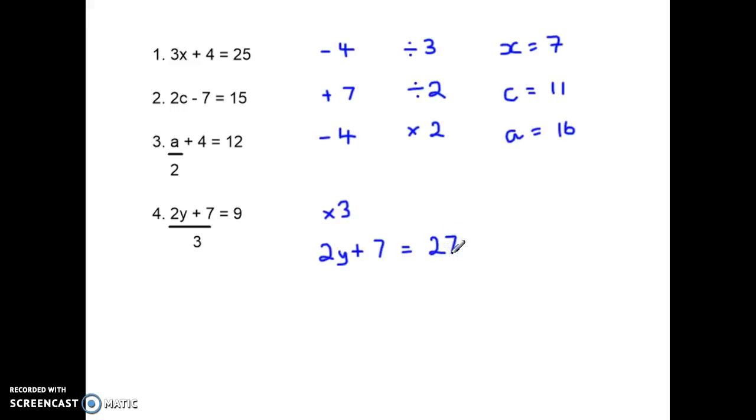Now that I've done that, it looks very similar to the first equation on the page. So from there I am going to subtract 7 and then divide by 2. 27 take away 7 is 20, and 20 divided by 2 is 10. So my solution here is that y equals 10.